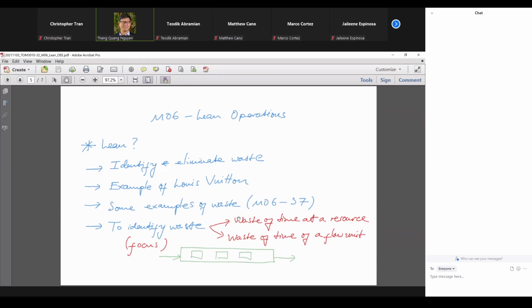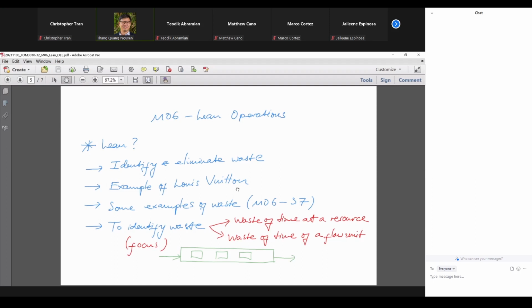So there are two perspectives for us to identify the waste. The first perspective is waste of time at a resource. So we look at each of the resources that we have in our process, right? And see when the resource is productive and when it is not productive. And the second perspective, or the second focus, is we track one unit from the beginning to the end of the process, and ask ourselves along that time when the product is effective or productive, and when it is not productive, right?